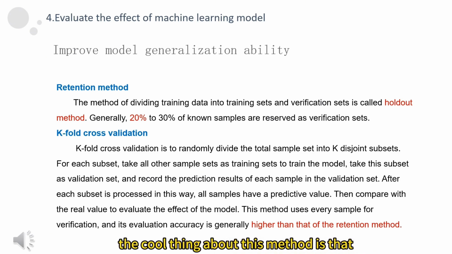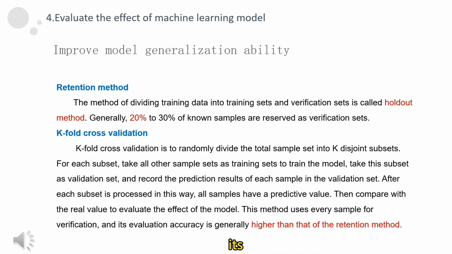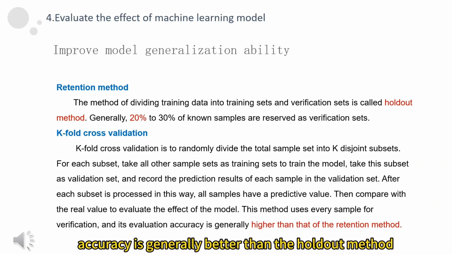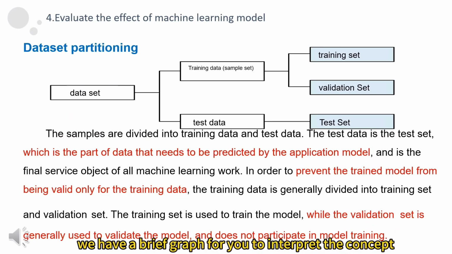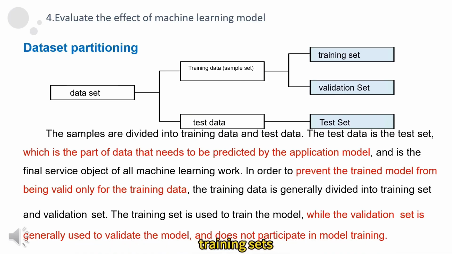The cool thing about this method is that it uses every sample for validation. So its accuracy is generally better than the holdout method. Here we have a brief graph for you to interpret the concept: training set, validation set, and test set.